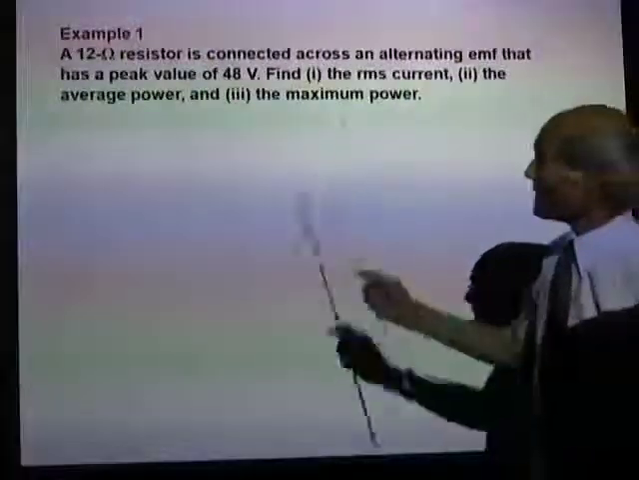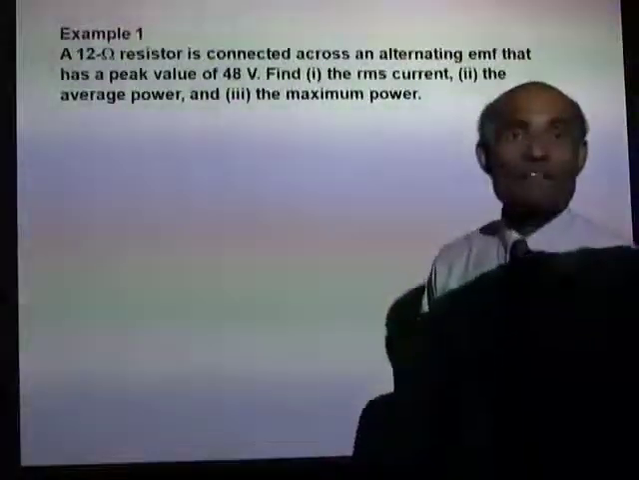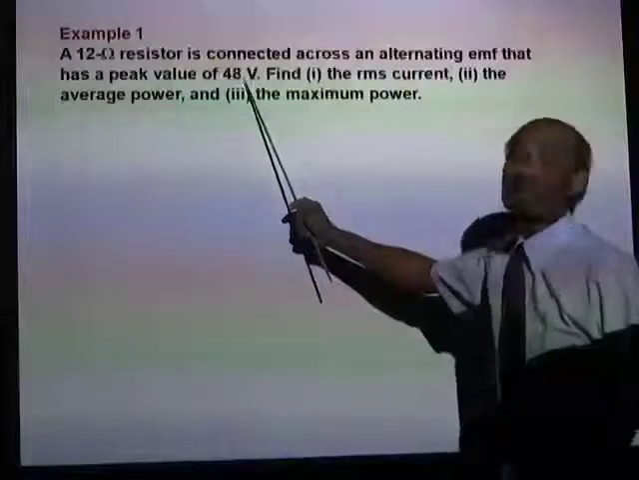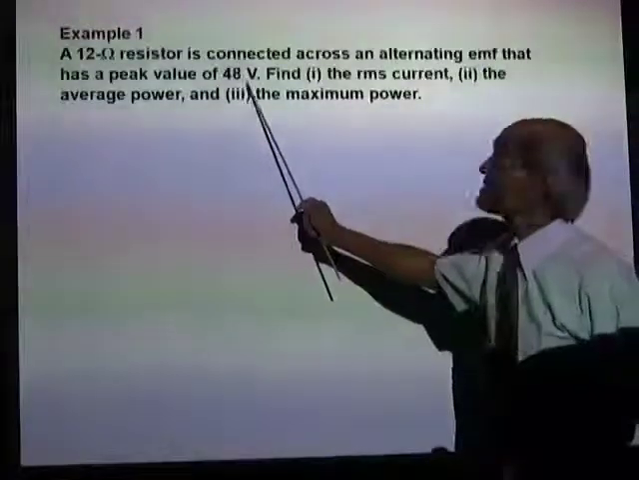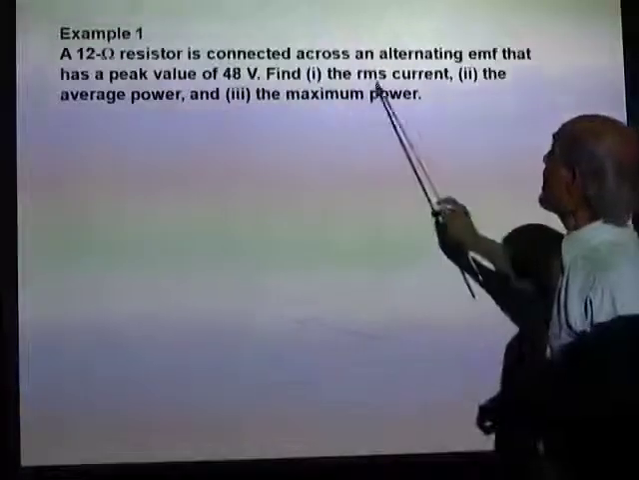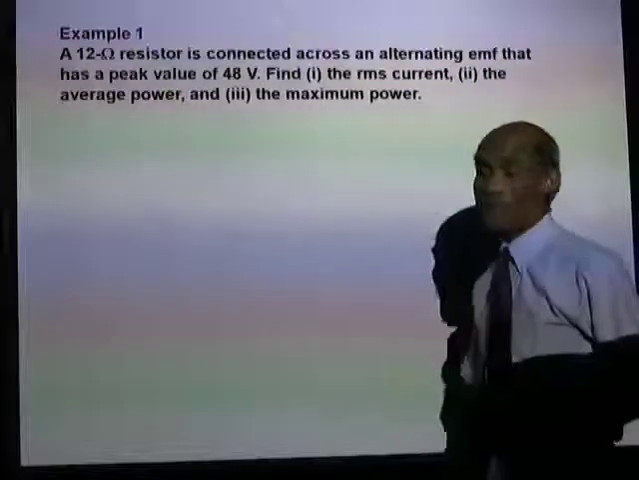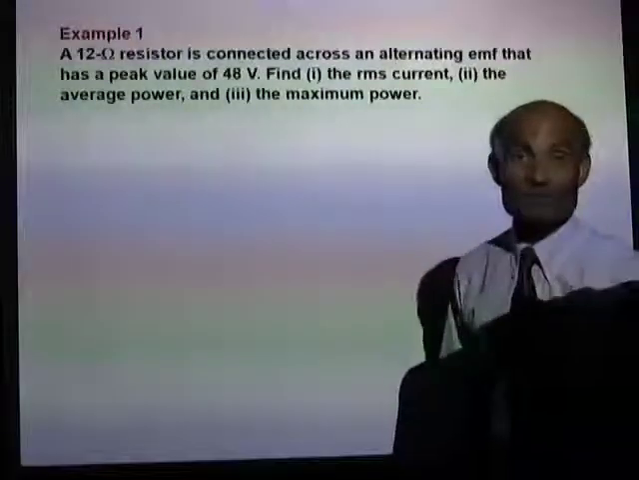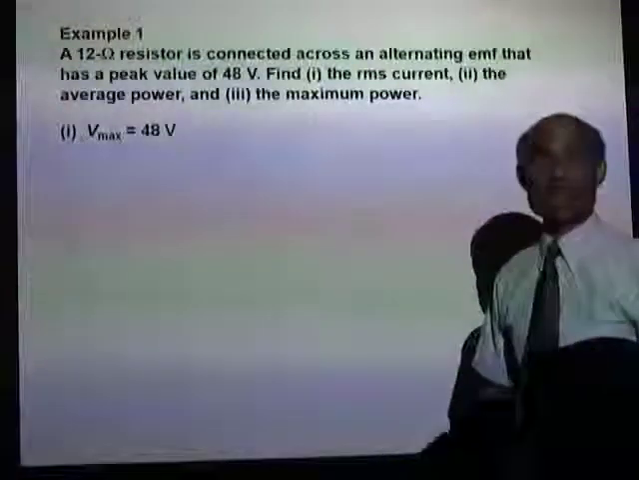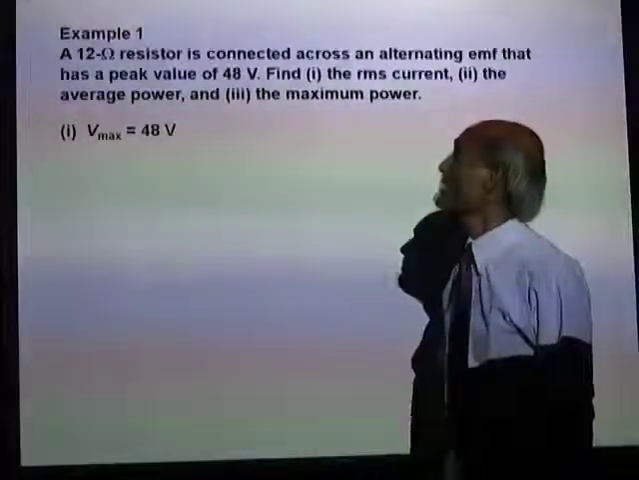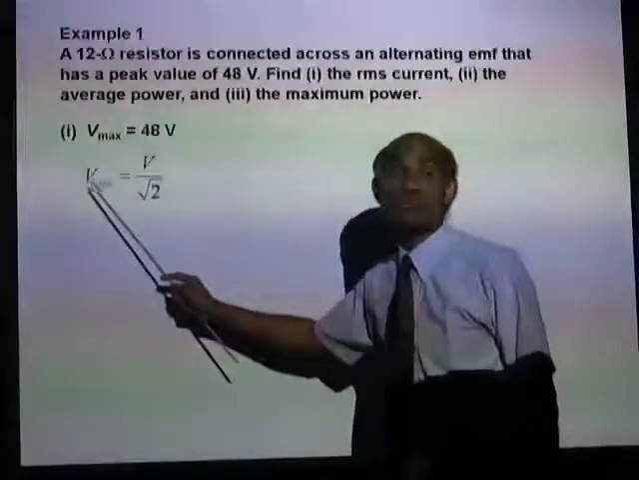Alright, let's do an example. A 12 ohm resistor is connected across an alternating EMF that has a peak value of 48 volts. So this is the maximum voltage. Find the RMS current, the average power, and the maximum power. It's a very simple direct application. You know that Vmax is given to be 48 volts.